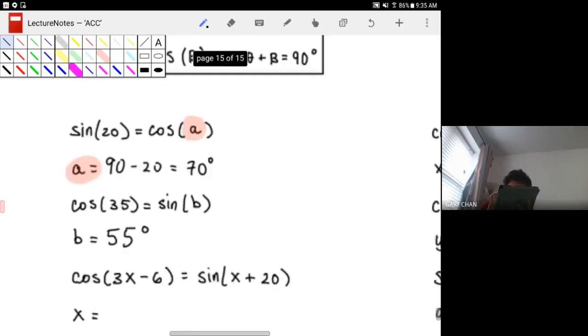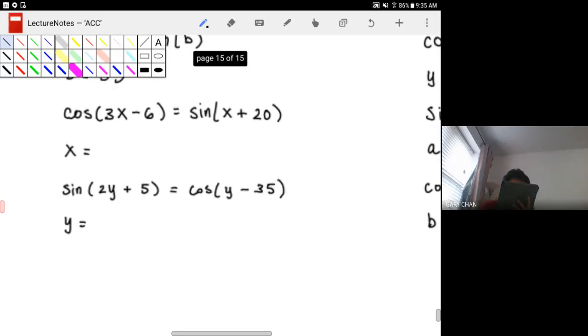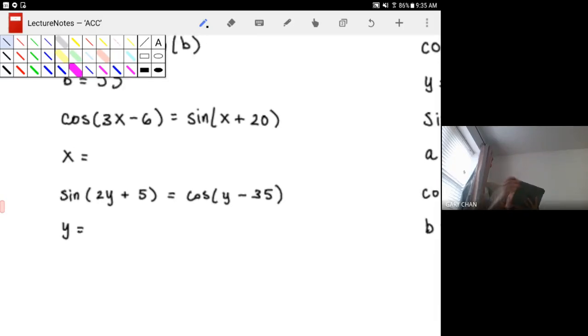Let's move on to two other problems that are slightly more complex, but not that much. I'm going to give everyone another 30 seconds to try and figure this out.